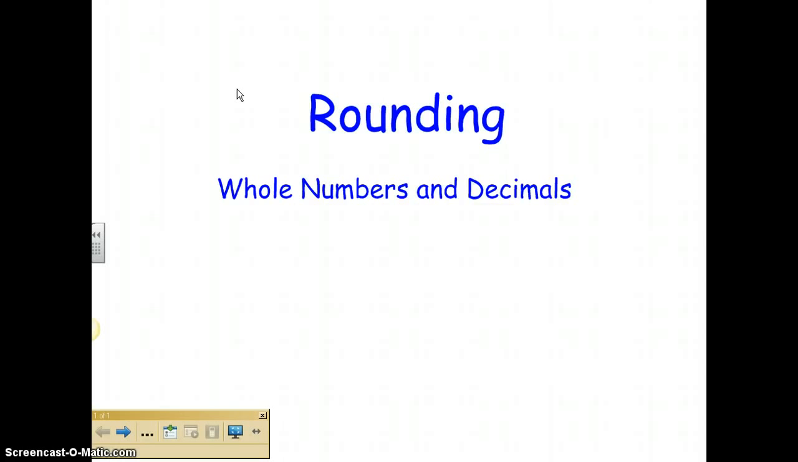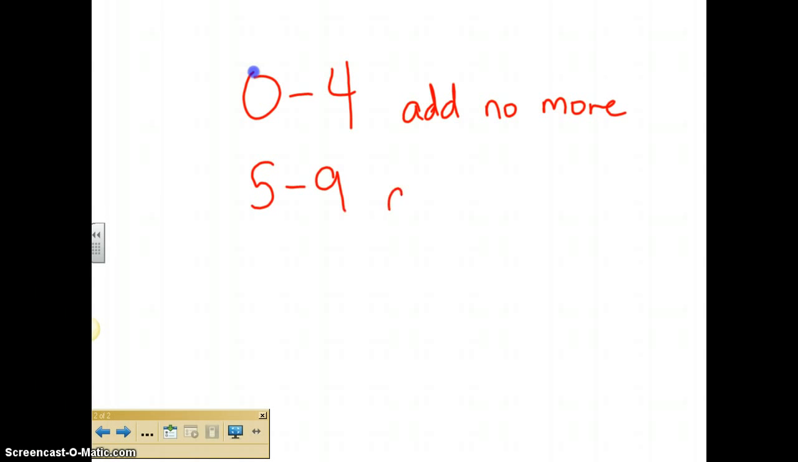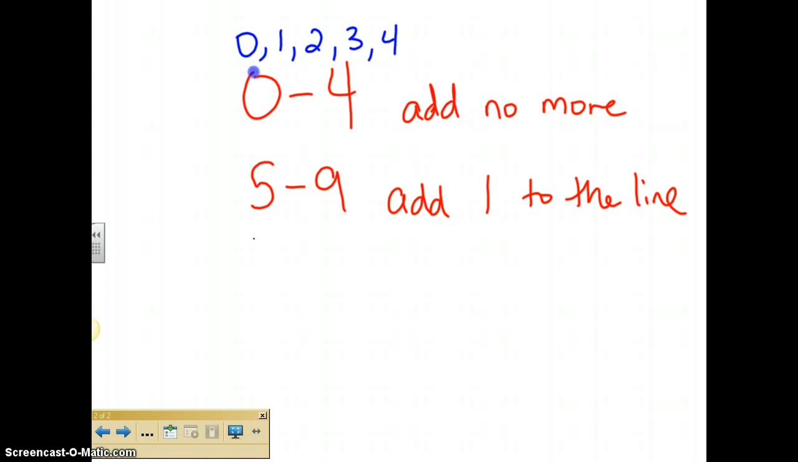Then we are going to start with rounding today. So with rounding, there are two things that I say. You'll hear me say 0 through 4, add no more. And you will hear me say 5 through 9, add 1 to the line. So those are the two things you'll hear me say. And let me explain what that means. 0 through 4 is any number 0 through 4. So 0, a 1, a 2, a 3, or a 4. And a 5 through 9 would be like a 5, a 6, a 7, an 8, or a 9.